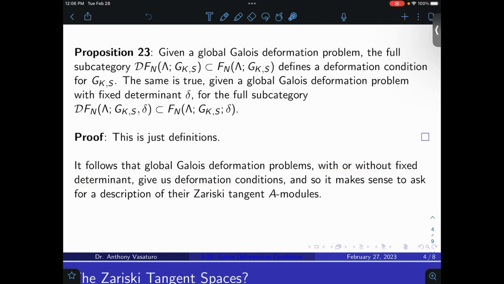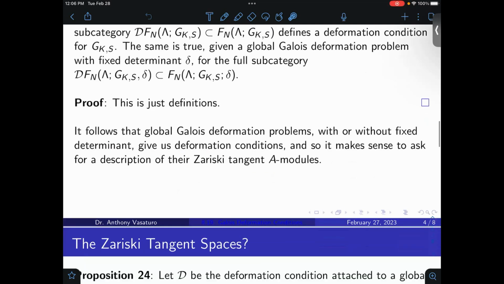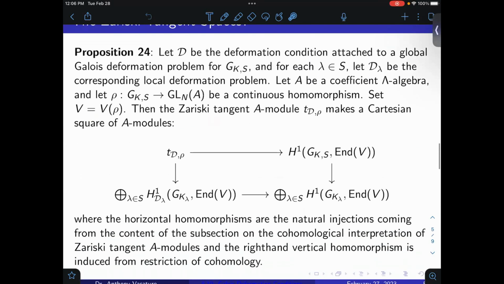Well, great. So then we can ask about a description of their Zariski tangent A-modules, and we can get some cohomology involved, right? So proposition 24: we'll let D be the deformation condition attached to a global Galois deformation problem for G_{K,S}, and for each lambda in S, we'll let D_lambda be the corresponding local deformation problem. We'll let A be a coefficient lambda-algebra, and we'll let rho from G_{K,S} to GL_n(A) be a continuous homomorphism, so a representation of G_{K,S}. We'll set V equal to V(rho), the representation space. Then the Zariski tangent A-module T_{D,rho} does make a Cartesian square of A-modules in the way that you think it should.